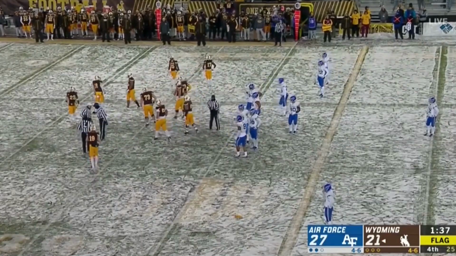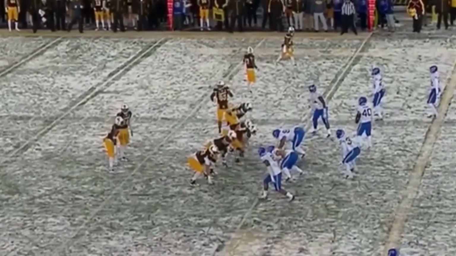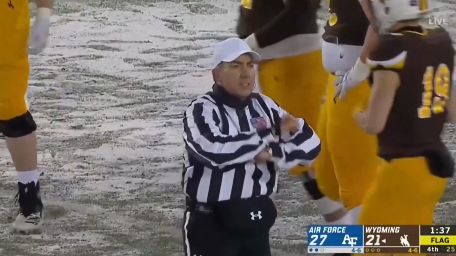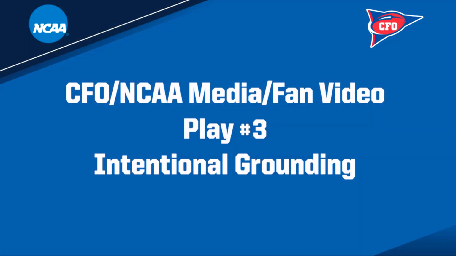So this is a foul for an illegal snap. This is a dead ball foul. The ball is not allowed to be snapped once he does that, and the penalty is enforced at 5 yards. Illegal snap, number 73 offense, 5-yard penalty, third down.